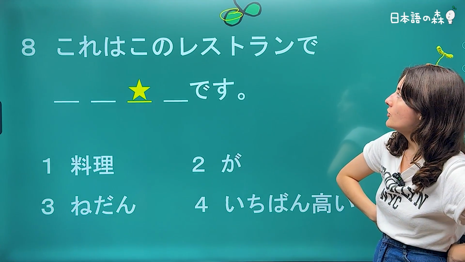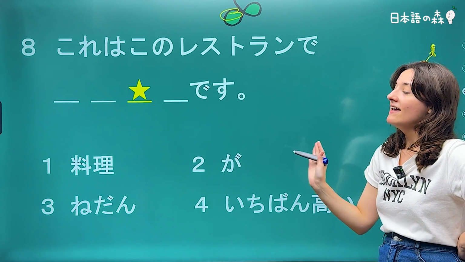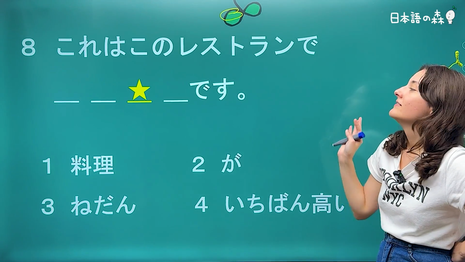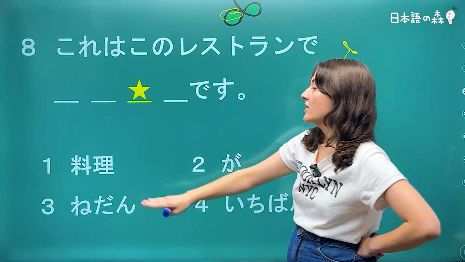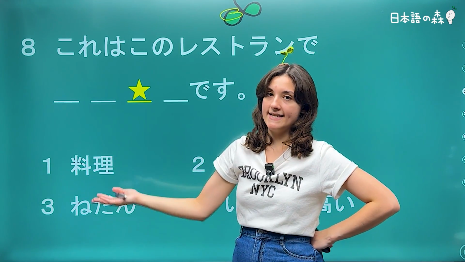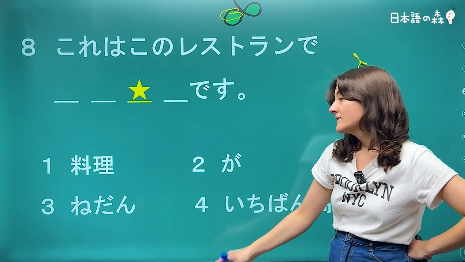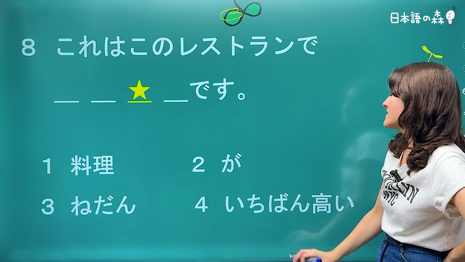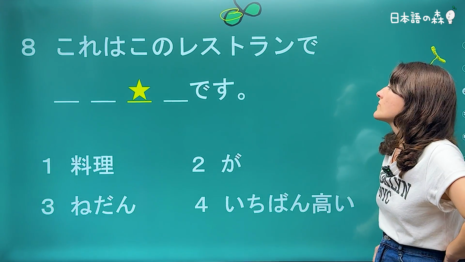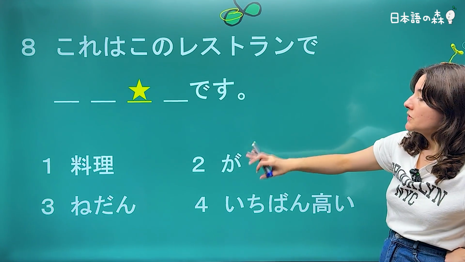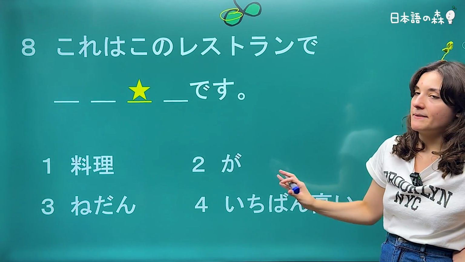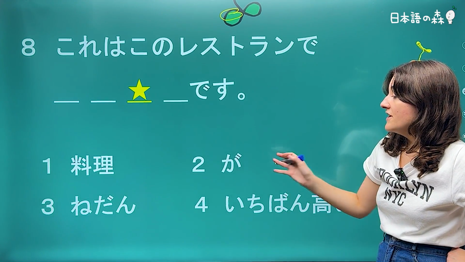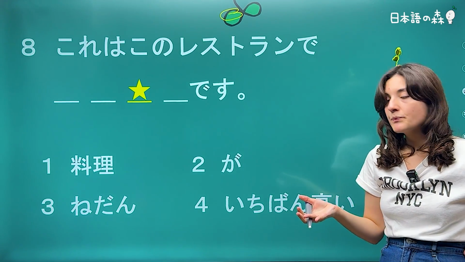これはこのレストランでラララララです。So this is, at this restaurant, something, something, something, right? We have ryori, that's a meal, a dish. Ga, nedan, that's the price. And ichiban takai, so that means the most expensive. So based on these clues, we can guess that we're trying to make a sentence that says something like, out of all the food at this restaurant, this dish is the most expensive.